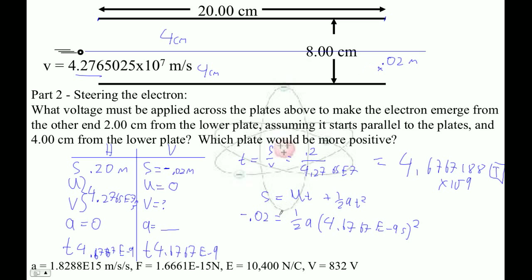Oh, and if this is an electron, of course, the bottom plate would be more positive, right? Because we're going to accelerate that thing down, right? Okay, so hold on.